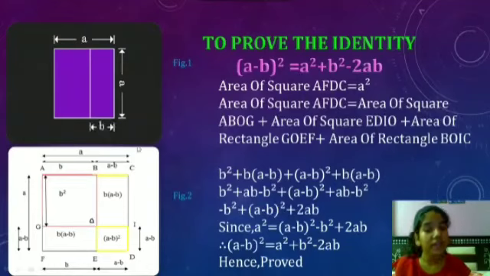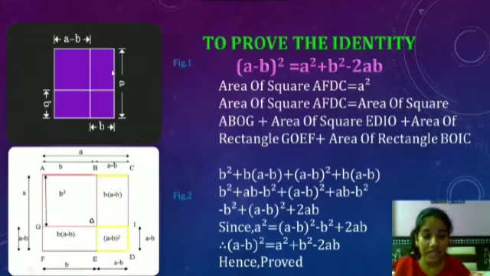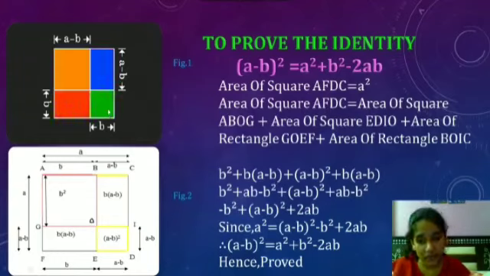In figure 1 we have a square whose side is a, so the area of the square will be a². When we divide the square into 4 parts, the measures of the sides will be b and a − b. So the sum of the areas of all the 4 parts will be a².